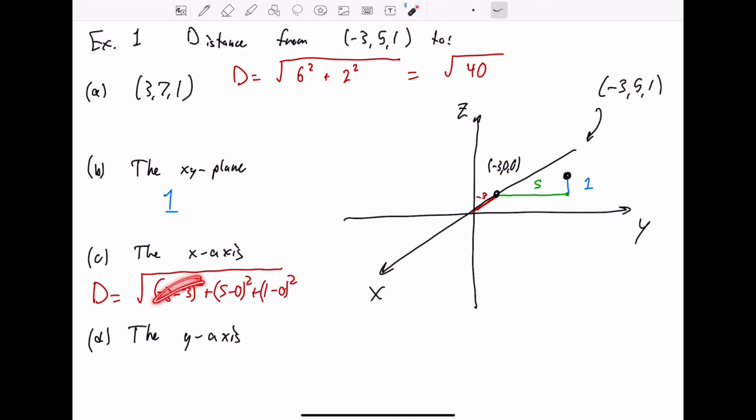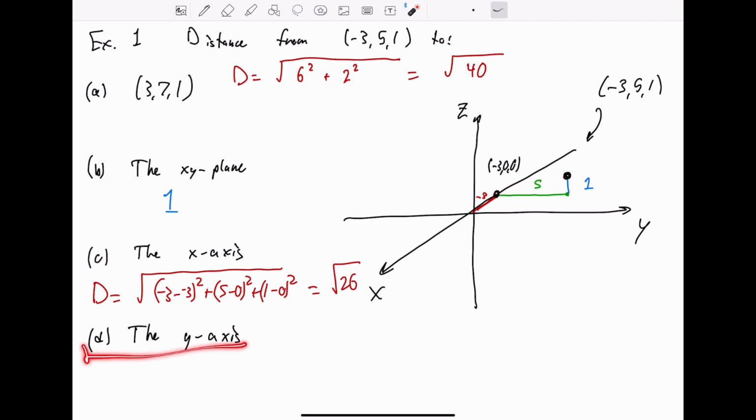The x components here just cancel out, and I have 5 squared plus 1 squared. 5 squared is 25, 1 squared is 1. 25 plus 1, 26. The distance is the square root of 26. That's the distance from the point that I'm interested in to the x-axis.